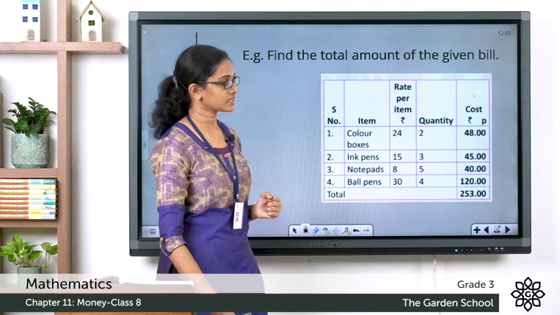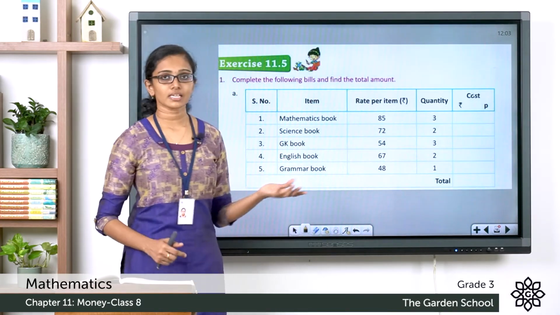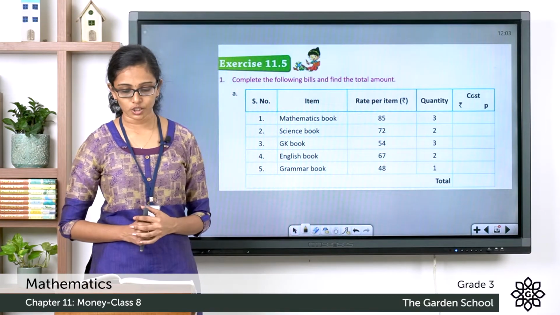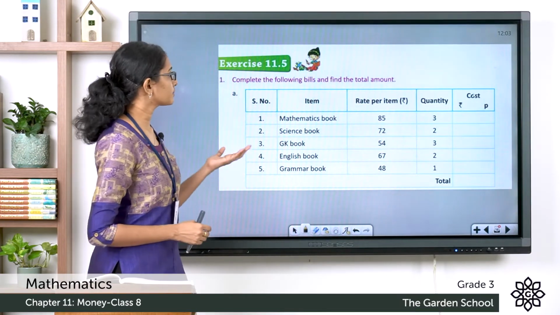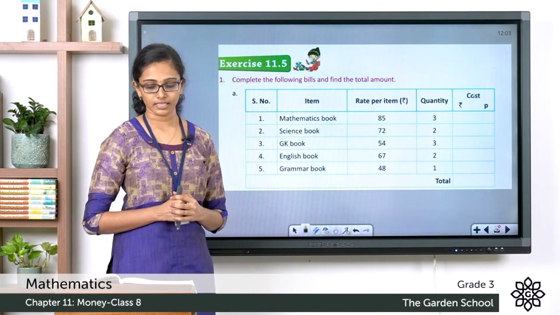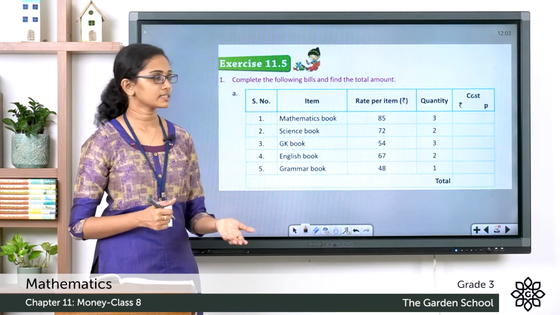So I hope now you know how to calculate the total amount given a bill. Now we'll do one activity. This is from exercise 11.5 on page number 159 of your textbook. You have to complete the following bills and find the total amount. Let's do the first question in class. So this is question A.